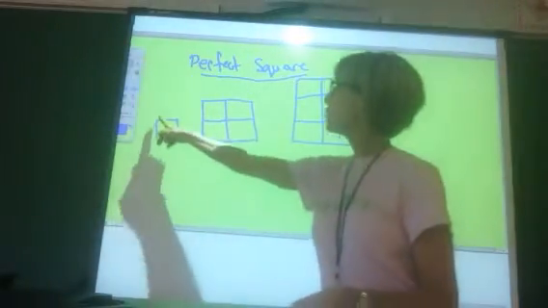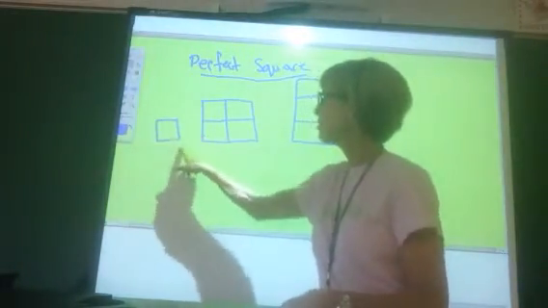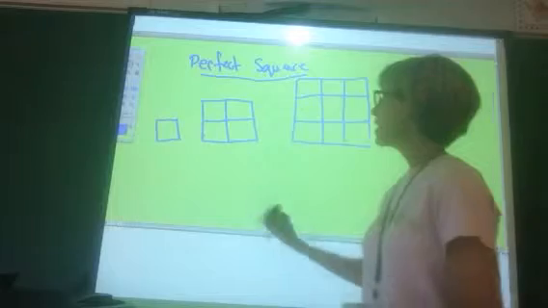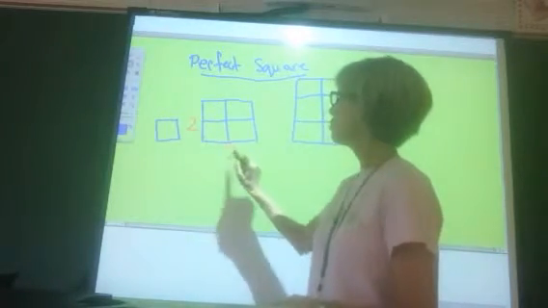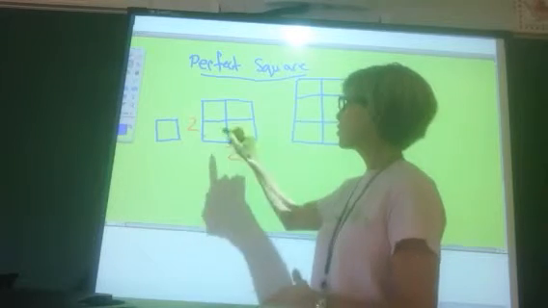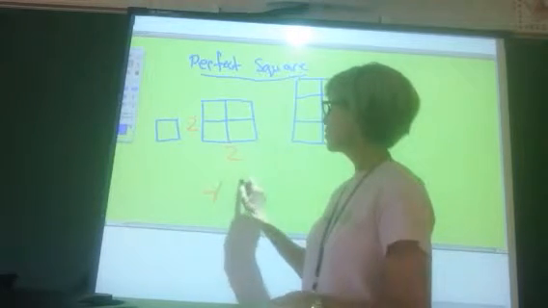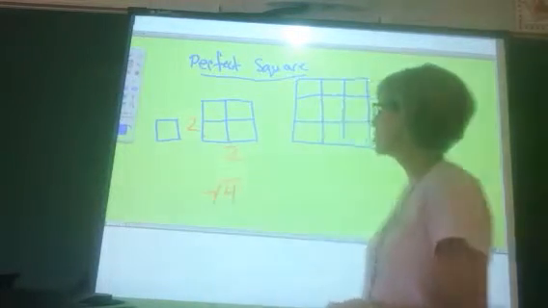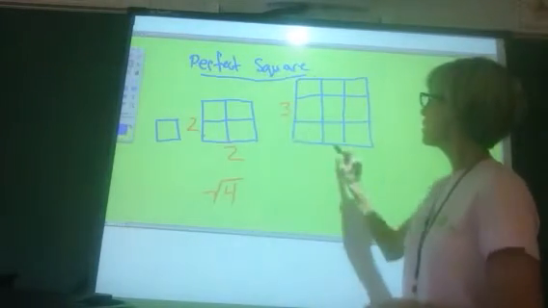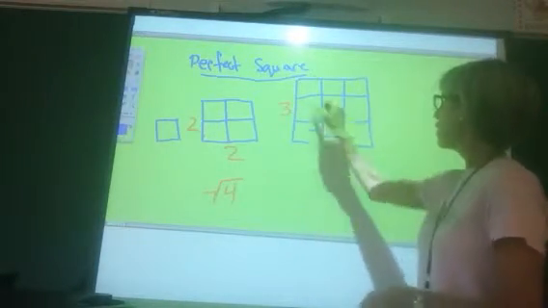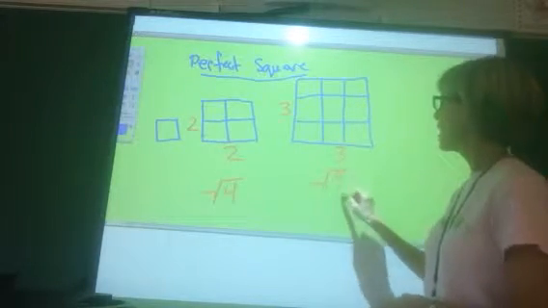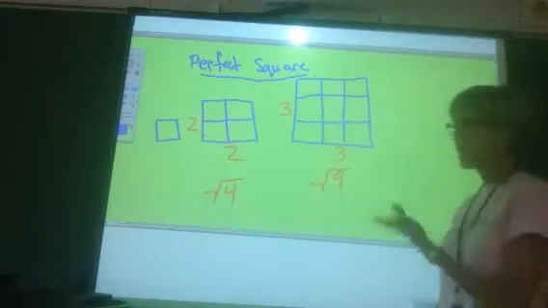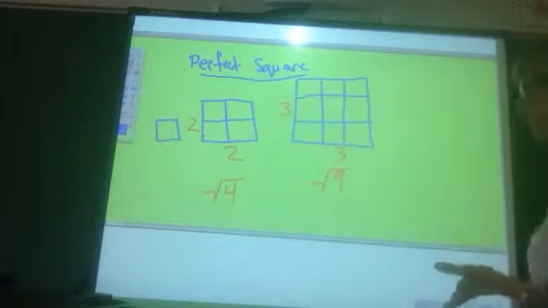Because here you see that we have one square, so it is a 1 by 1. All right, here we have a 2 by 2. 2 times 2 is 4. So 4 is a perfect square. The square root of 4 is 2. Here we have a 3 by 3. We have here 3 times 3 is 9. The square root of 9 is 3. So I want you to watch this video as well.